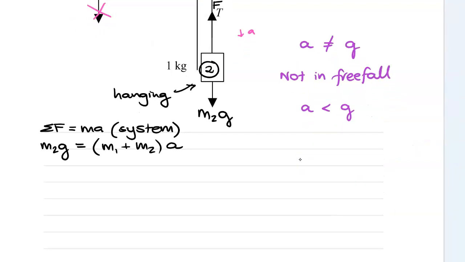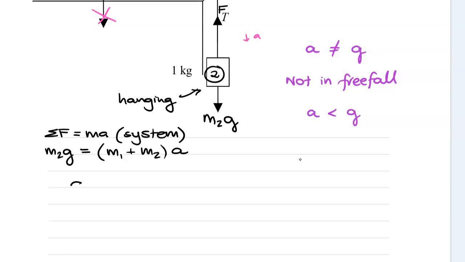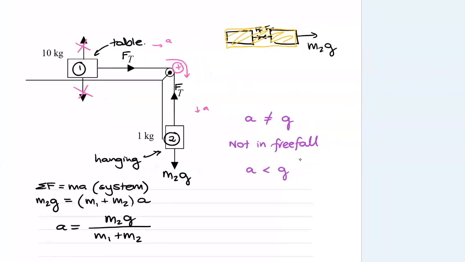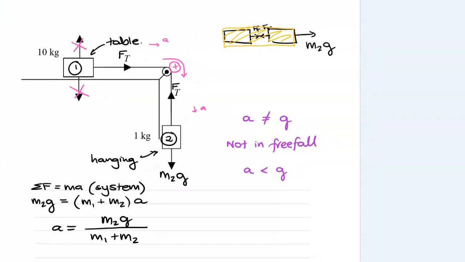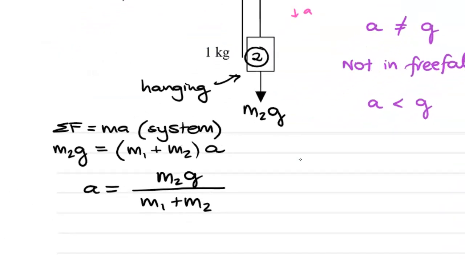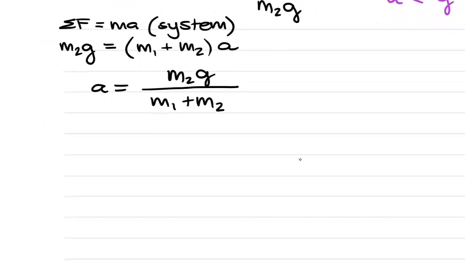So let's actually calculate it. The acceleration is going to be m2g over m1 plus m2. You might find it useful to draw a diagram like this, very clearly stating that this is mass 1, the one that's on the table, and this is mass 2, the one that is hanging. If you mixed up your masses, you would make an error. So a really handy thing to have as a shortcut on your formula sheet. So let's actually go ahead and calculate what that is here.